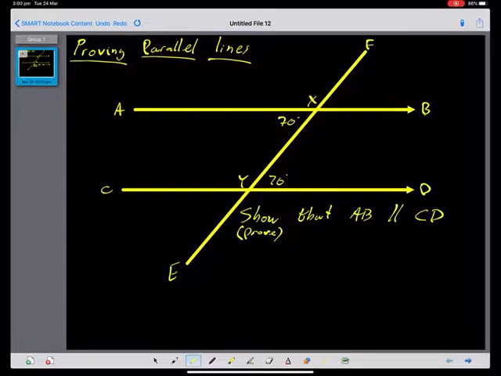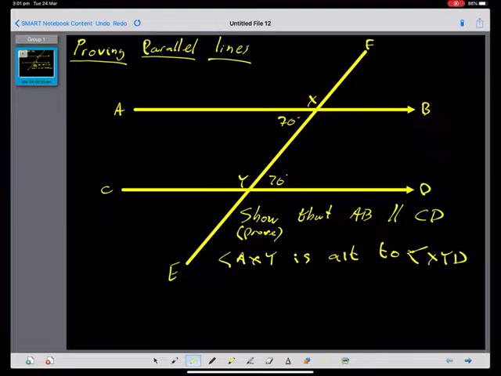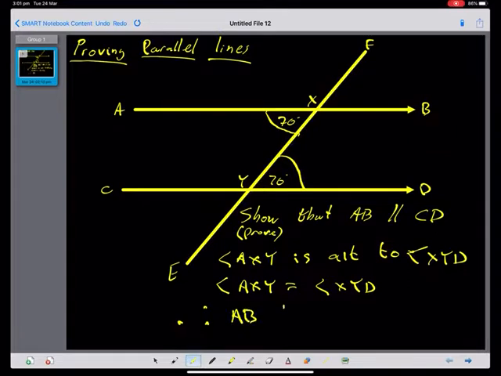Hopefully you've done that now, and we can write that angle AXY is alternate to angle XYD. So we can write that angle AXY, this angle, is alternate to angle XYD. And we can write that mathematically: angle AXY is equal to angle XYD. Let's draw a conclusion. AB is parallel to CD.